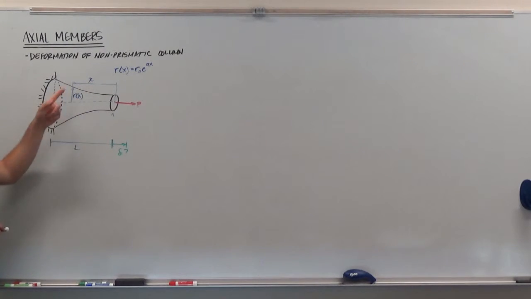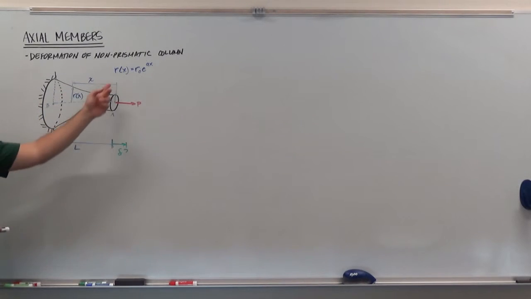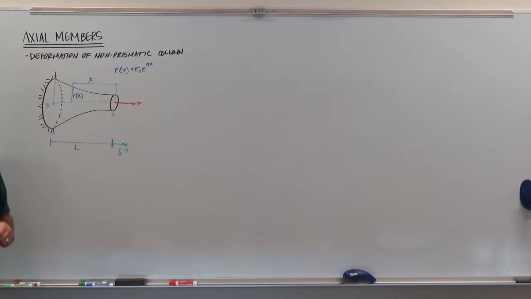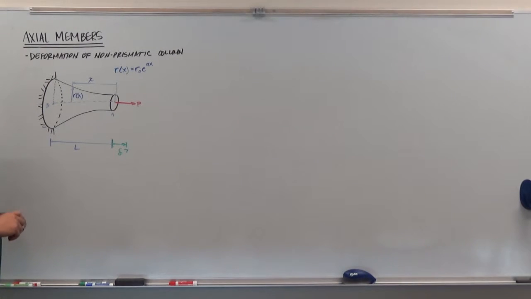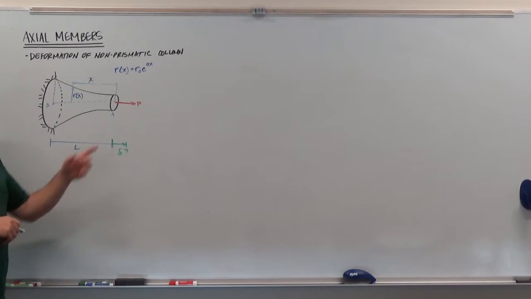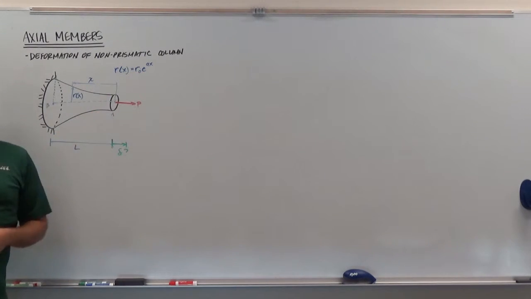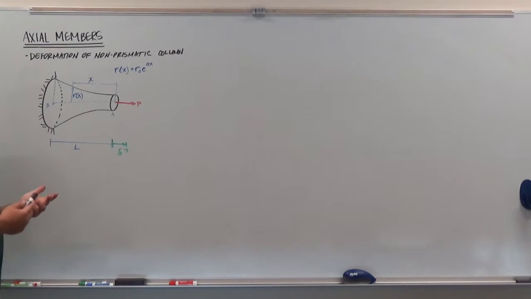So at a distance x from point A, we're given that the radius is a function of x, and that function is given to us up above. It's given as the radius is equal to r naught, some constant value, times e to the ax power, where r naught and a are just given coefficients, they're not unknown values, and we can assume that they're known for the problem.